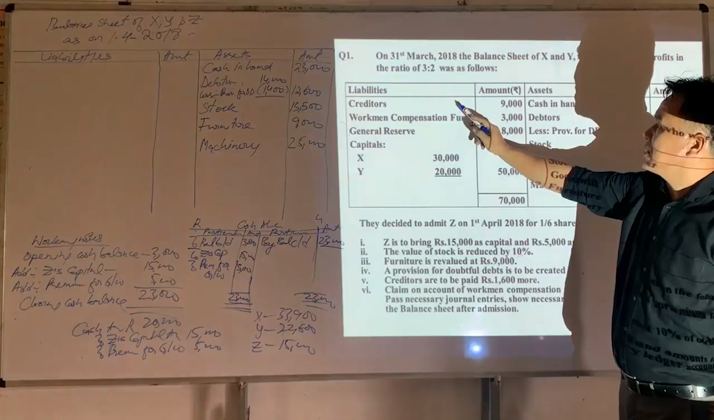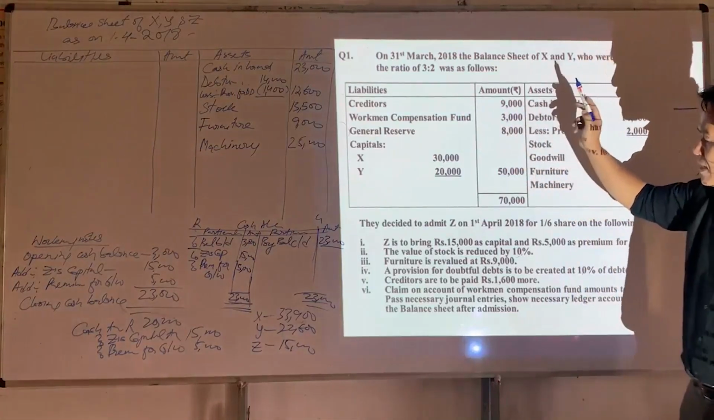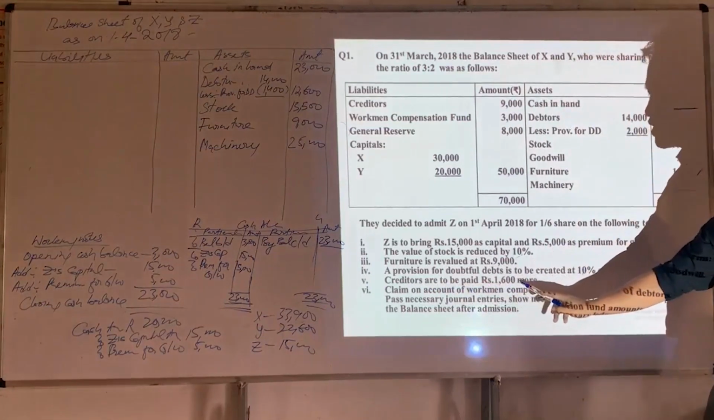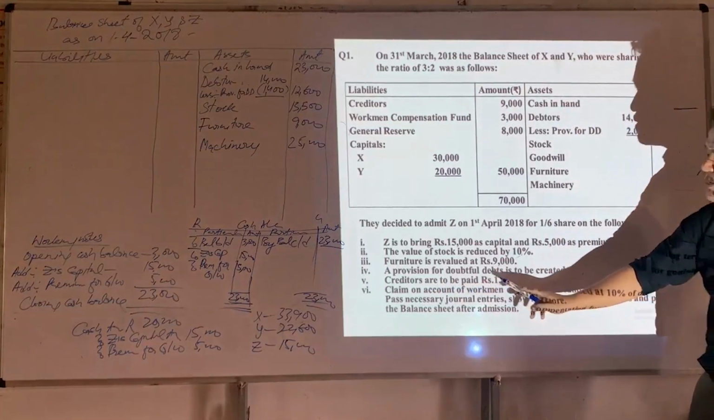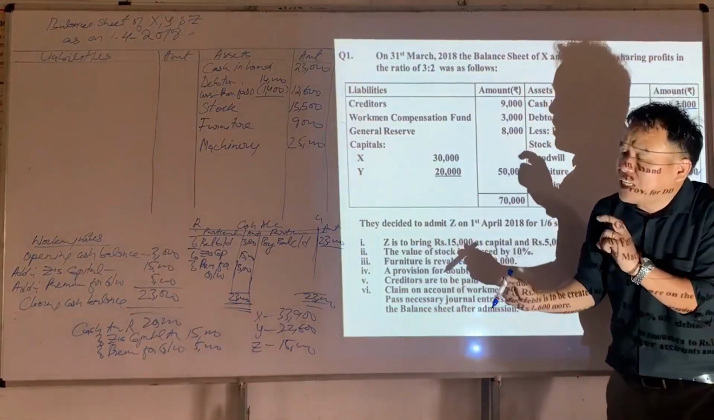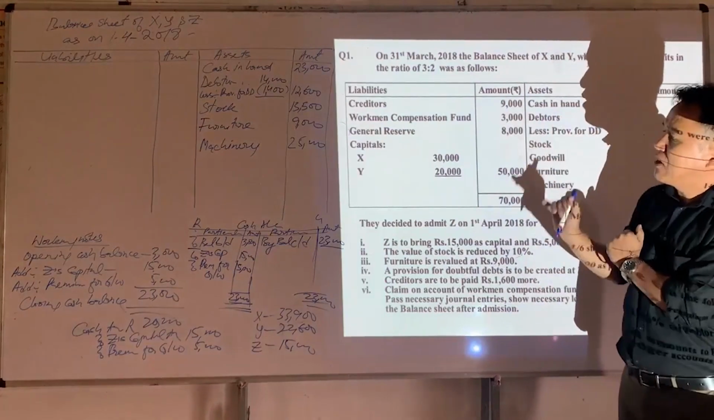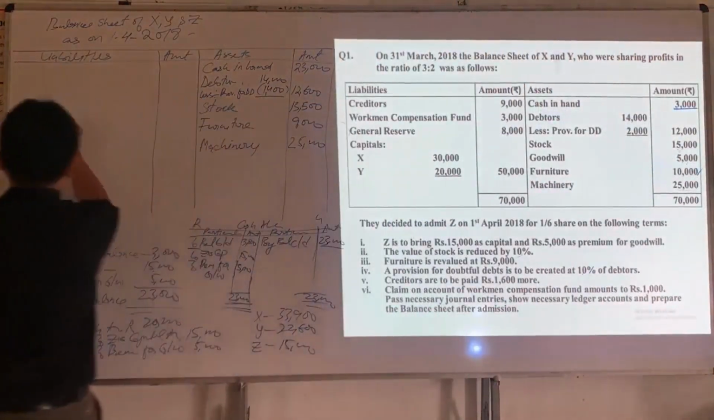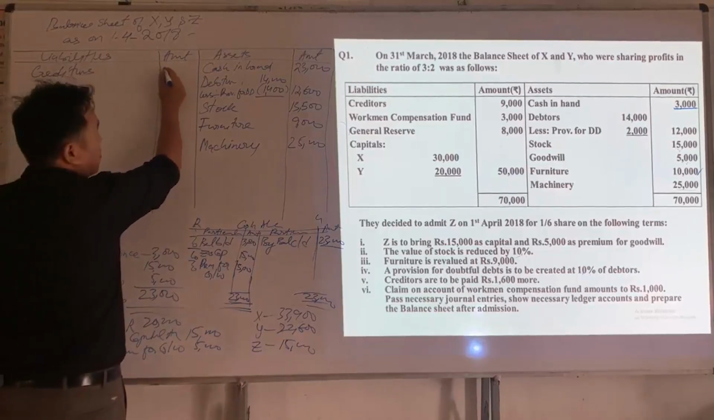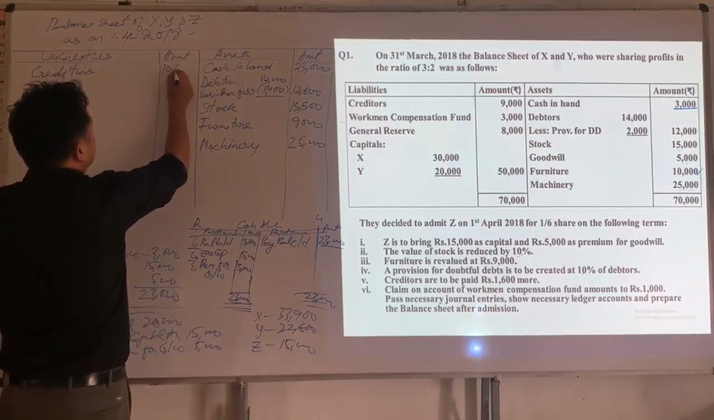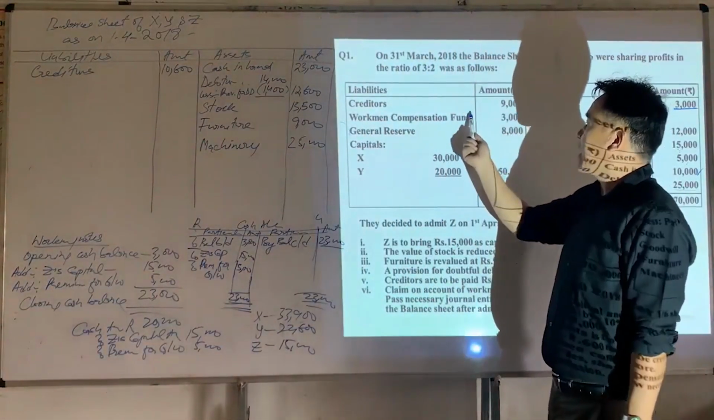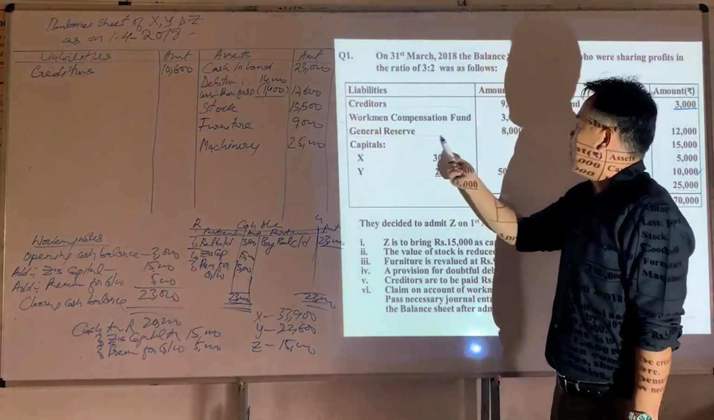Now we need to look at the liability side. On the liability side, we have first creditors. What is the book value of creditors? 9,000. So here creditors are to be paid rupees 1,600 more, which means the amount to be paid to creditors is increased by 1,600, so we need to add 1,600 to 9,000. In total, how much do we get? The total amount payable to creditors will be 10,600.